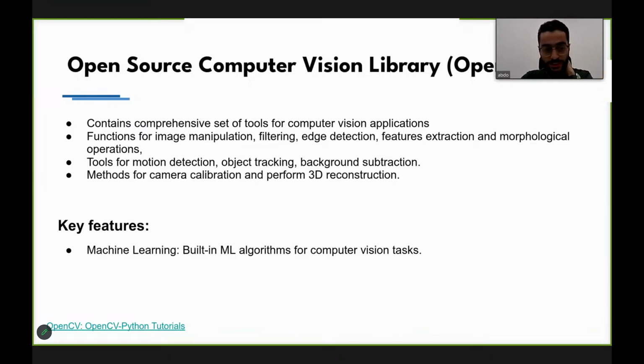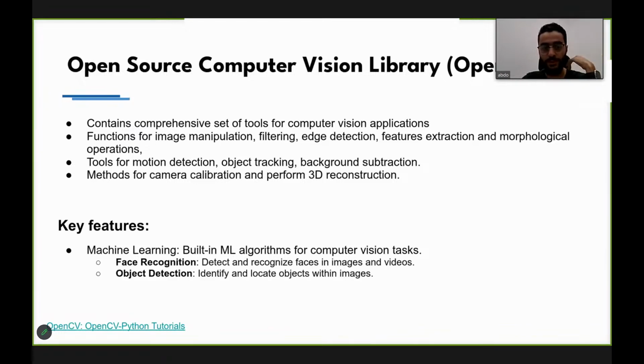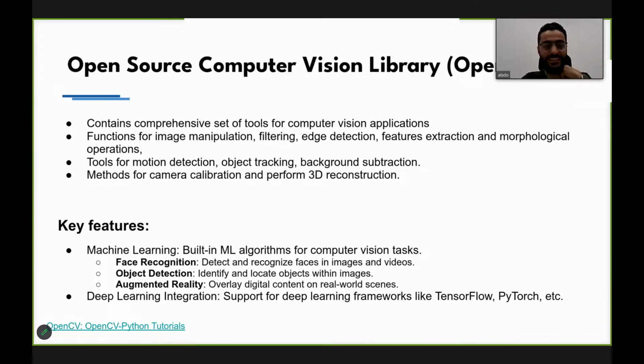So key features, it has almost any machine learning algorithm you can use for computer vision, for example, face recognition algorithms, object detection algorithms, and augmented reality. Yeah, life was fancy before deep learning, but not as fancy as now. And it also has deep learning integration with current frameworks like TensorFlow and PyTorch. So anyway, scikit-learn has general machine learning algorithms. OpenCV is focused on just computer vision algorithms.